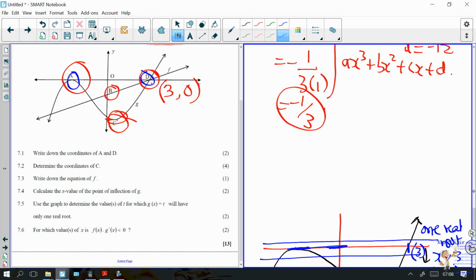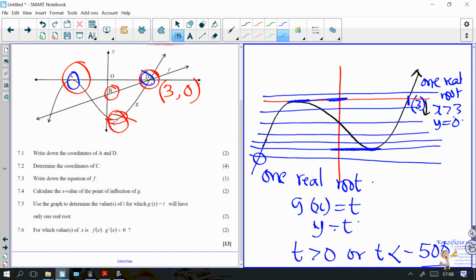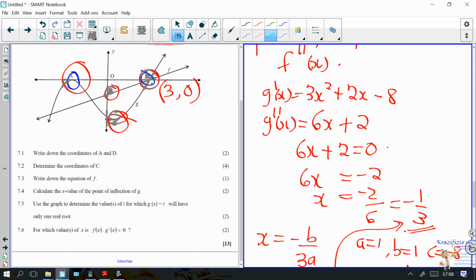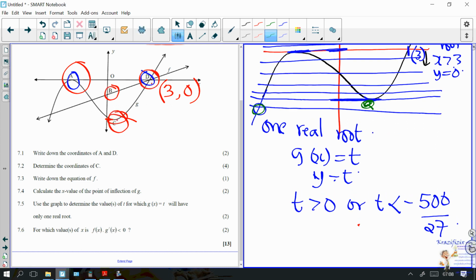Let's go back to the graph again quickly. My t must be less than here. Anywhere here, anywhere below gives me one cut. Anywhere above my other turning point gives me one as well. So basically we are dealing with the y values of our turning points.